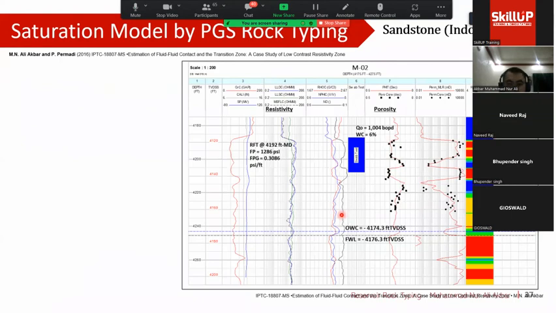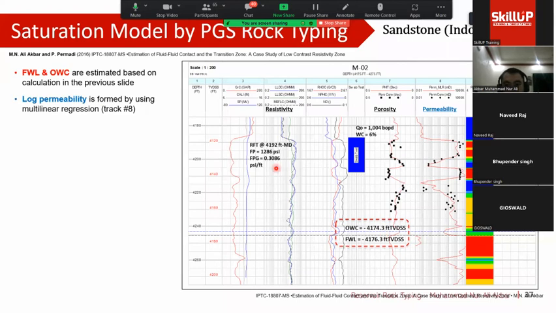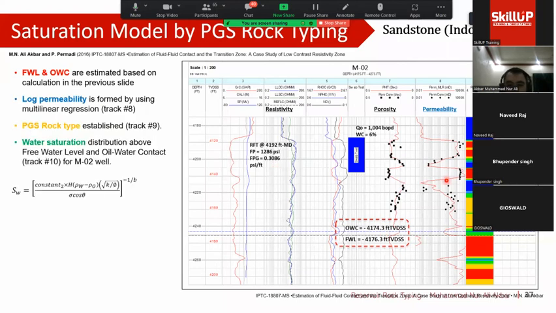This is the result of the porosity and permeability predictions, and this is the rock type distribution, and how we generate the saturation height model based on the rock groups. From here, we already defined the oil water contact and free water level from the previous slide, and the permeability prediction based on the multilinear regressions. The rock type is established in track 9. And finally, we distribute the water saturation for this case study.